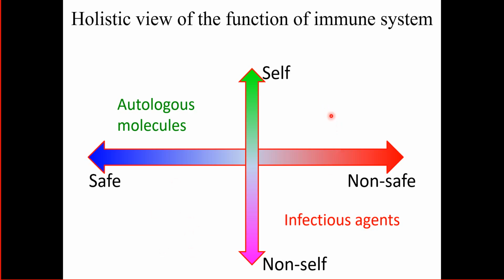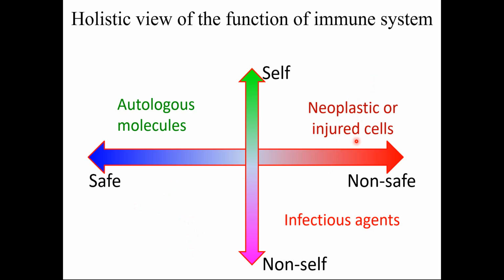Flora is here. Okay, good. Neoplastic cells or cancer cells. They are self, but they're dangerous, and so are injured cells. If a cell gets injured, it's still self, but you have to take care of it. You have to do something. You have to remove it. Otherwise, it will cause problems.